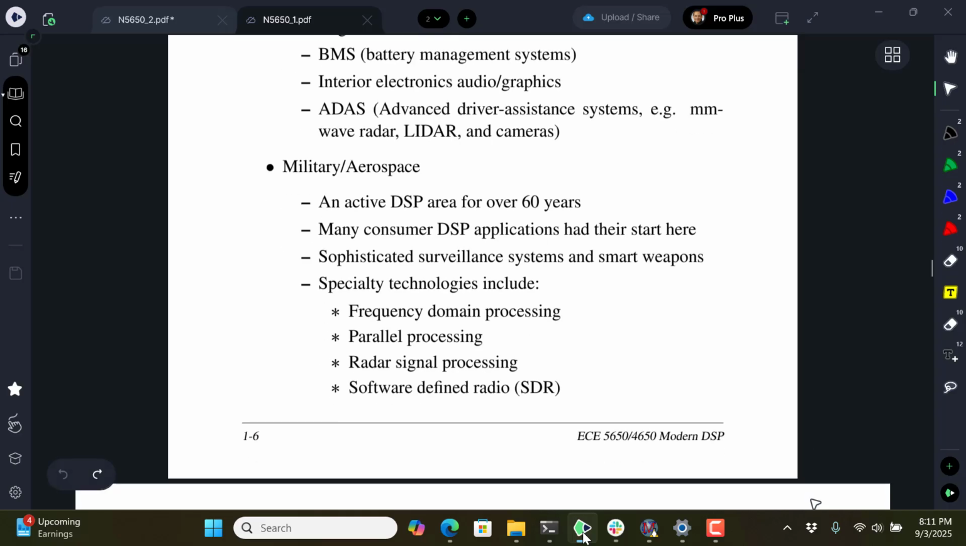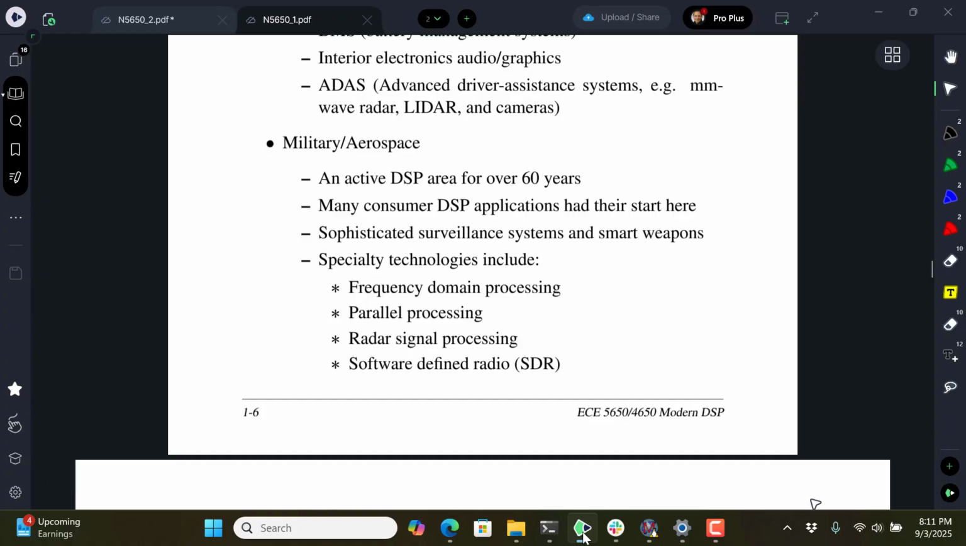And then the final is military aerospace. That's been the founding area for all of DSP for over 60 years now. And most everything in the consumer realm got its start here, like the millimeter wave radar systems were used in military applications, but they've been commercialized for the ADAS marketplace, surveillance systems, smart weapons.